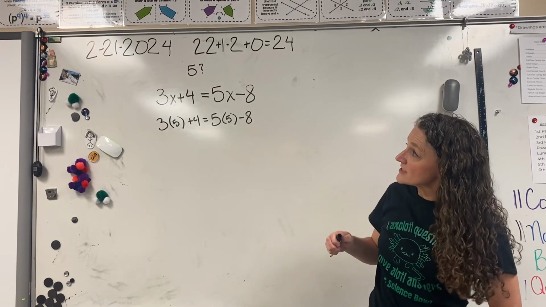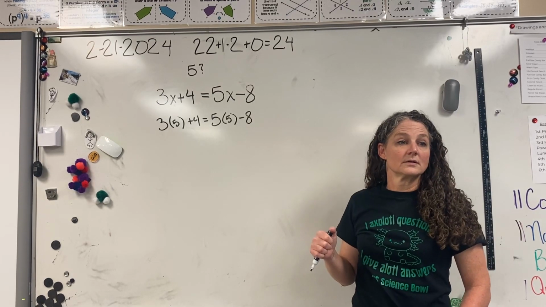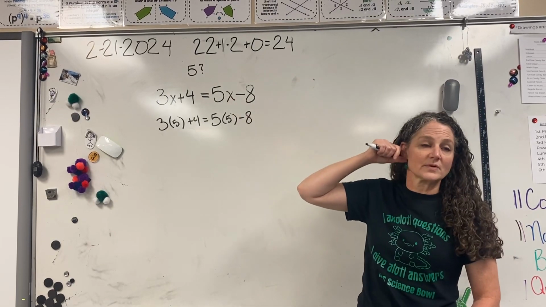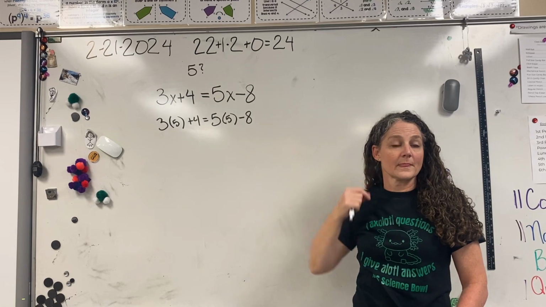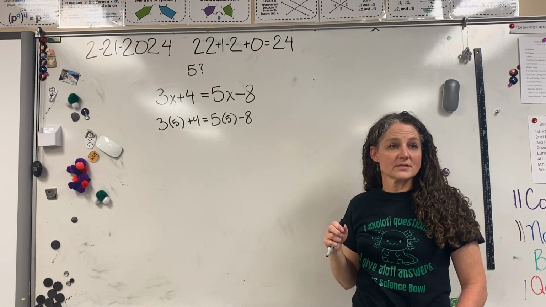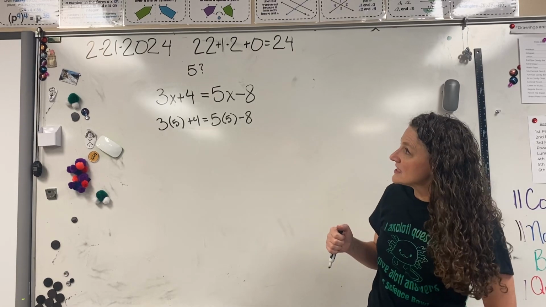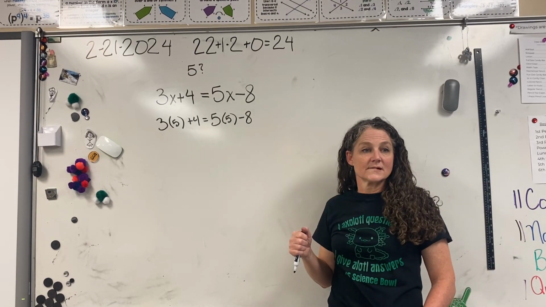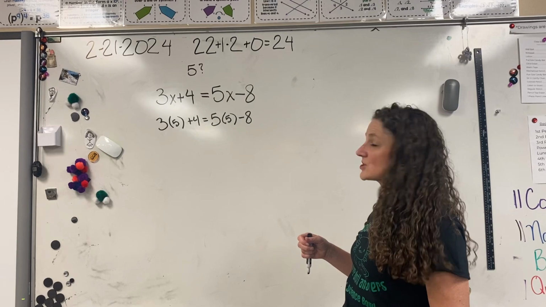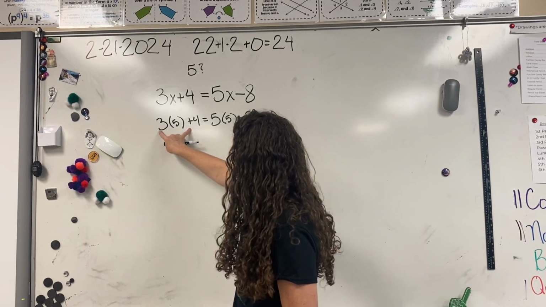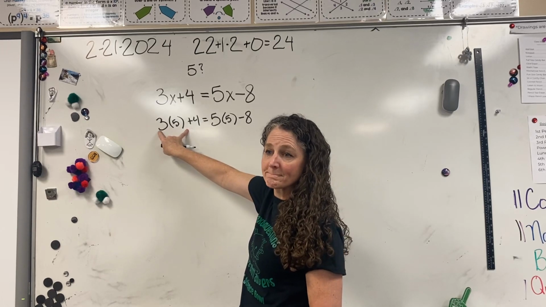What do I do next, Royce? What does the E stand for in PEMDAS? Exponents. Are there any exponents? Nope. And then what's next? What's the M and D? Do we have multiplication and division? We do. So we're going to do that first. So what's 3 times 5, guys? 15.